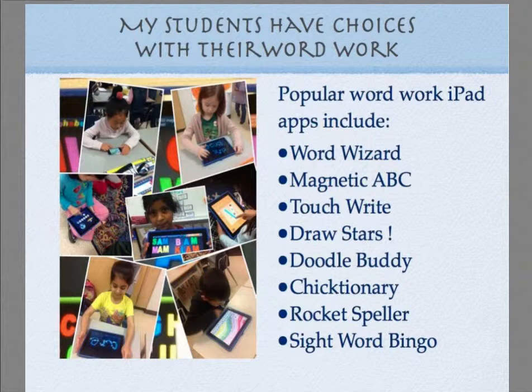It's also good because if you're reading and you're not sure about a word and you've tried and you've tried, you can pull out the Word Wizard app and touch the different letters, and if you put the letters on, it'll read the letters for you. Magnetic ABC, it's just like regular magnet letters, but my kids seem to enjoy using those.